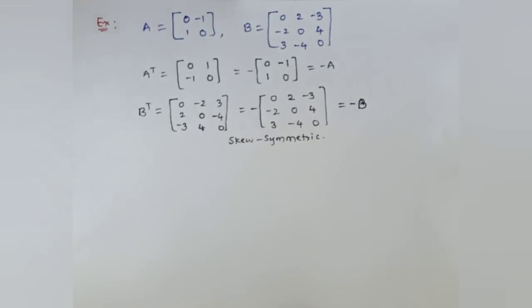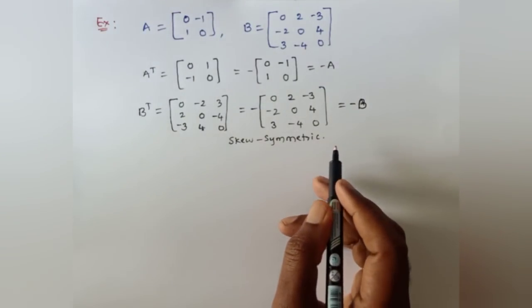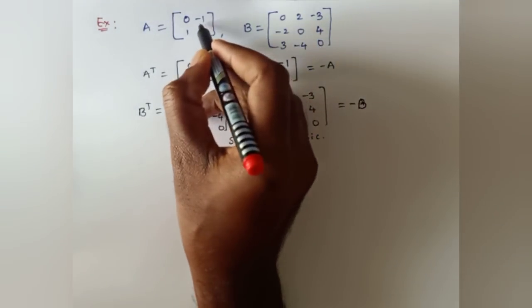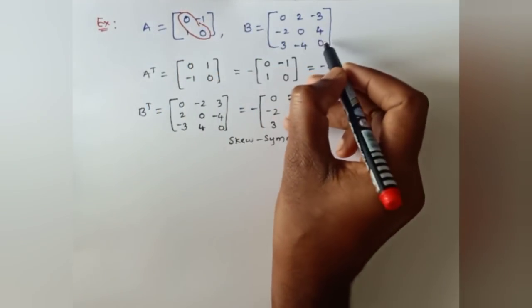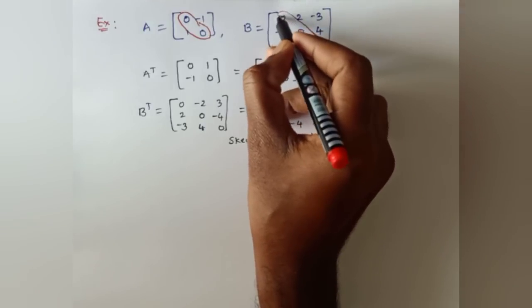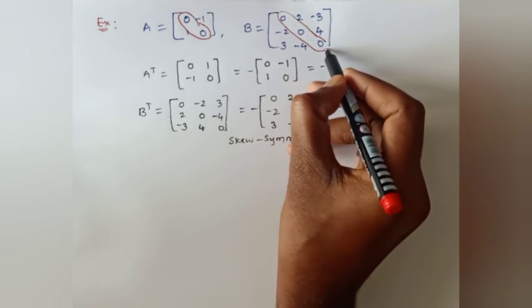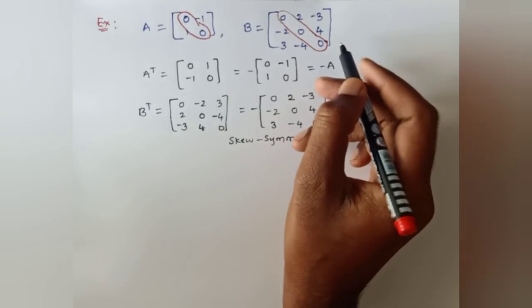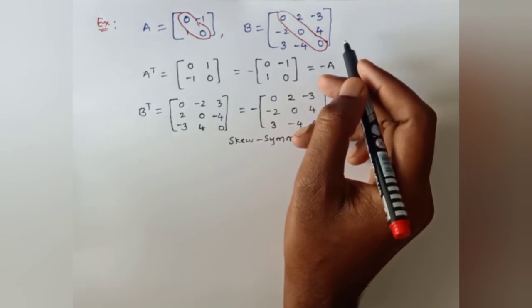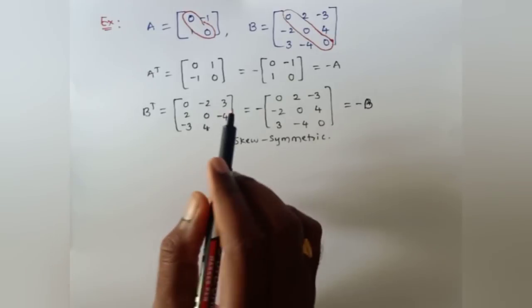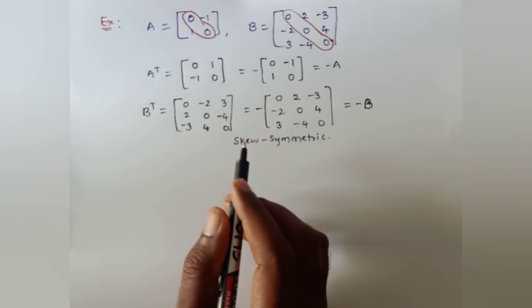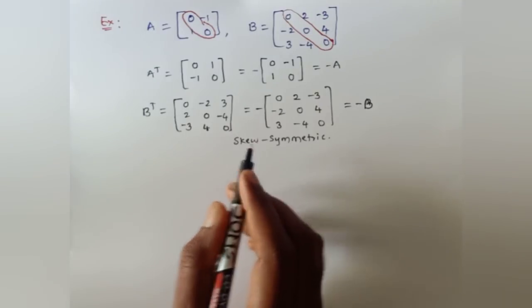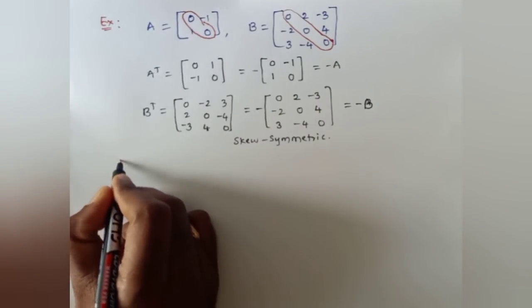So you can observe the diagonal elements of both the matrices. A is a skew symmetric matrix, and here the diagonal elements are 0. B is a skew symmetric matrix and the diagonal elements are 0. So we can note one point: the diagonal elements of a skew symmetric matrix are zeros.